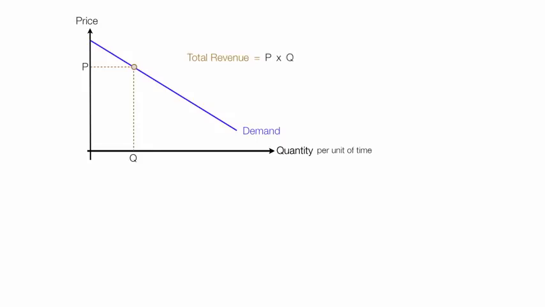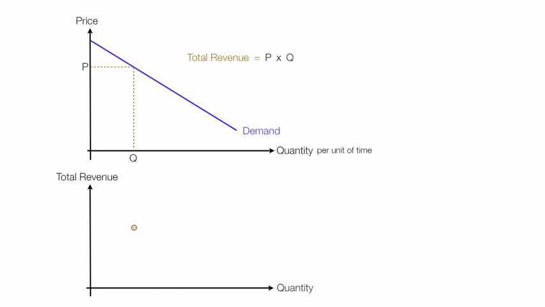The first thing I'm going to do is build the total revenue curve. So I'll bring down the quantity straight down, and on the vertical axis I'll plot total revenue. So at this particular level of quantity, that is my total revenue, right there. I'm going to do this at several different price points and quantity points.